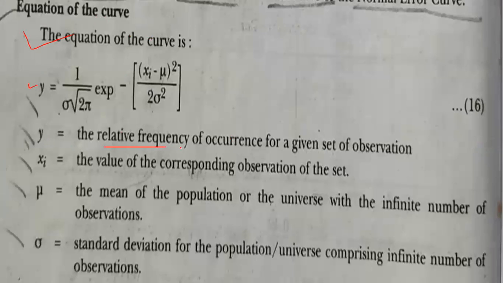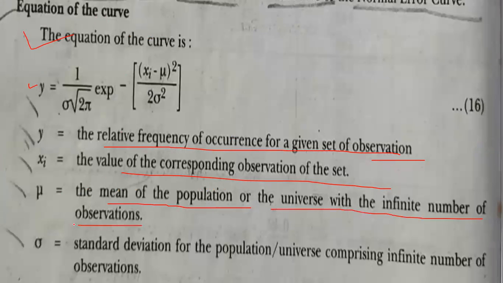So what is y? It's the relative frequency of occurrence for a given set of observations. Then xi is the value of the corresponding observation for a set. Mu is the mean of the population or the universe with an infinite number of observations. Sigma is the standard deviation for the population, for an infinite number of observations.